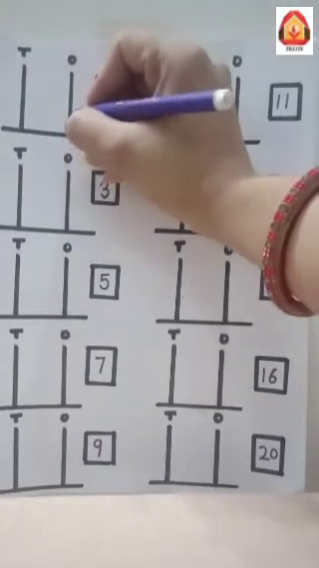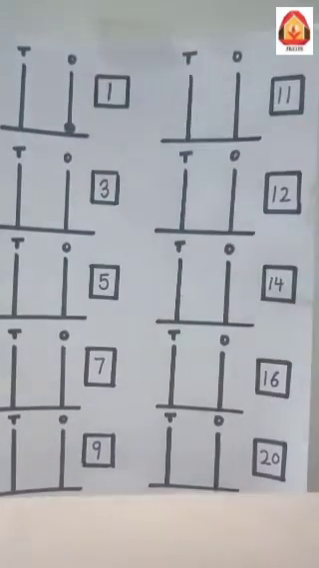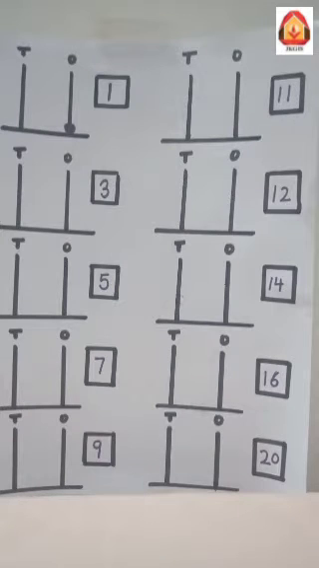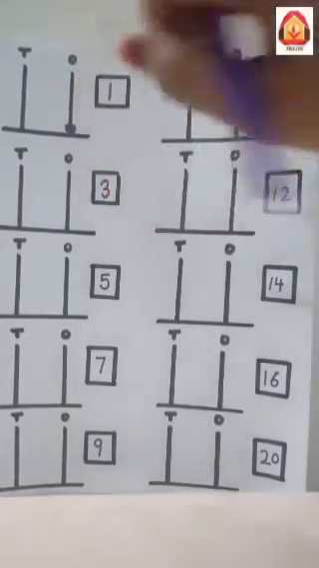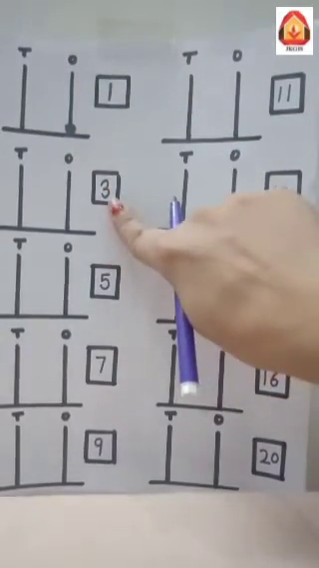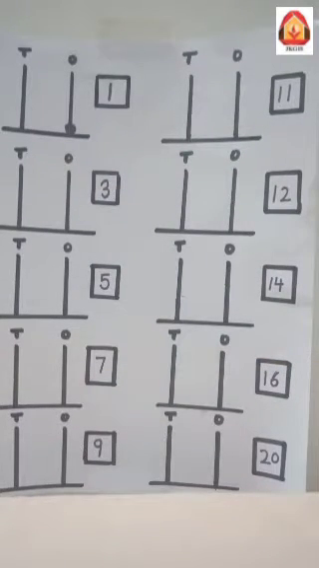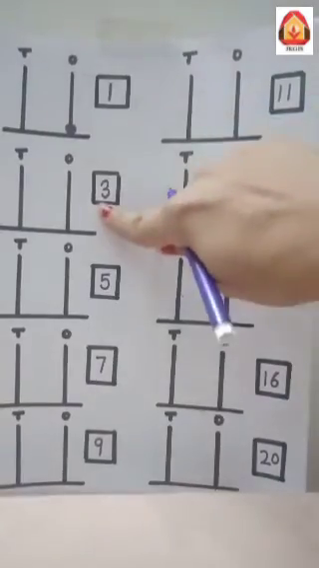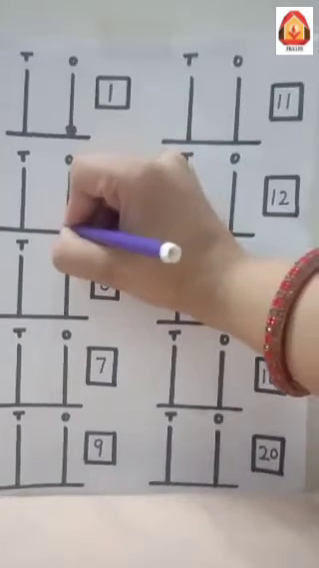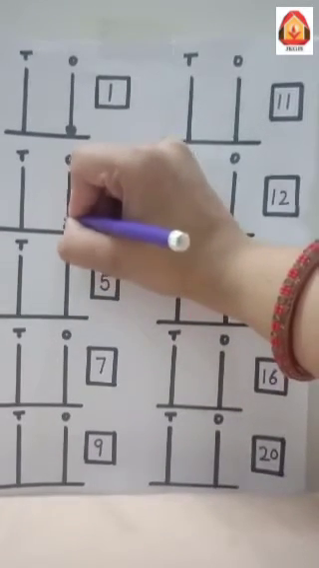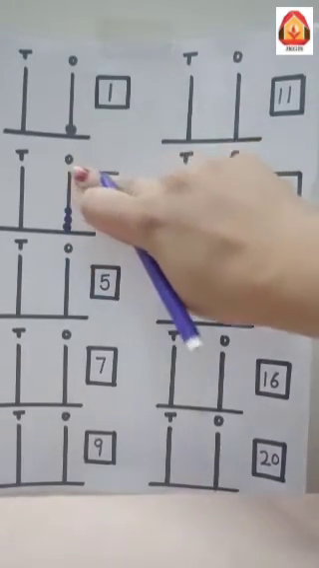It will go here in ones place. Okay, so I have made one bead here. One bead here. So 1 की place value क्या है? Ones. Same way, what is the next number? 3. So how many beads do I have to draw? 3 beads. Yes. 1, 2, 3. 3 beads in ones place.